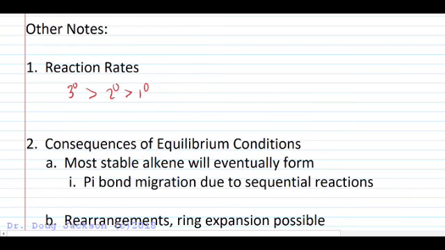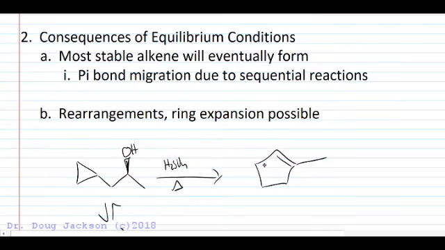Now, a few quick notes. The reaction rates are just like substitution. Tertiary is faster than secondary, is faster than primary because of those positive charges building up. We don't like those to build up, and so they take longer because of that. Consequences of the equilibrium conditions are going to be that the pi bond can move around a little bit because of sequential reactions like we saw in the primary alcohol example. Ring expansions and rearrangements are also possible, even with secondary systems, if they proceed via the old E1 path or the newer consideration, the E2 path.